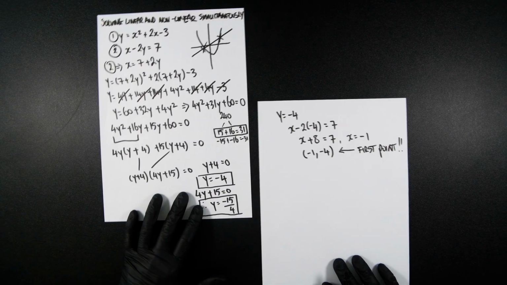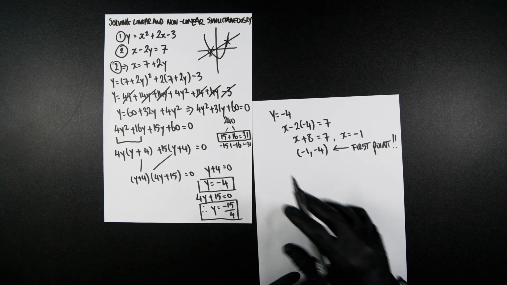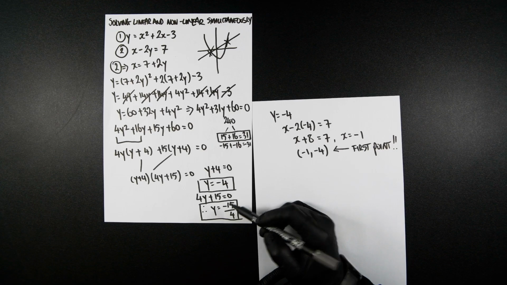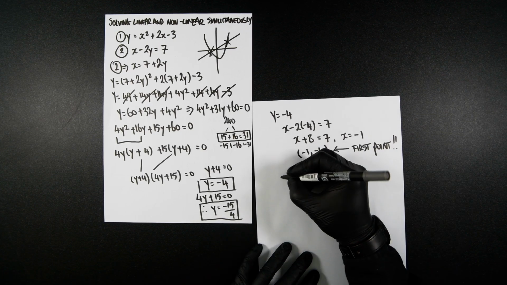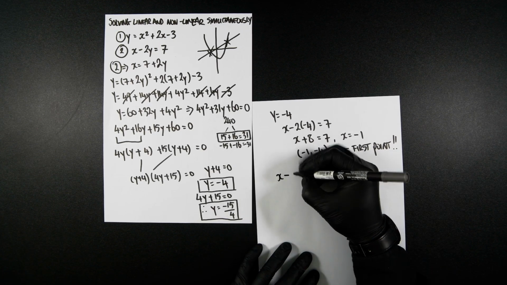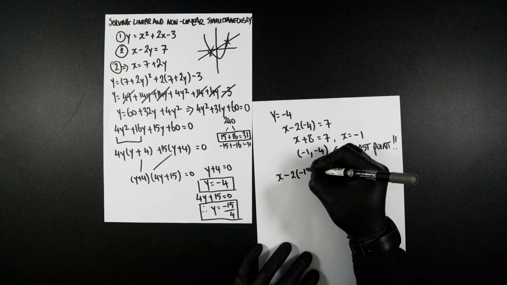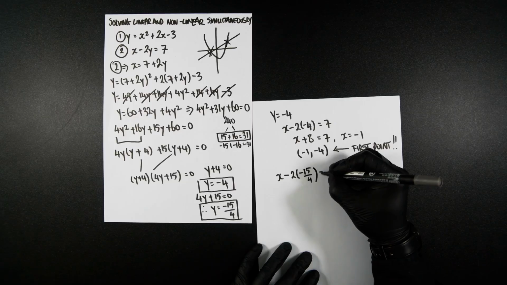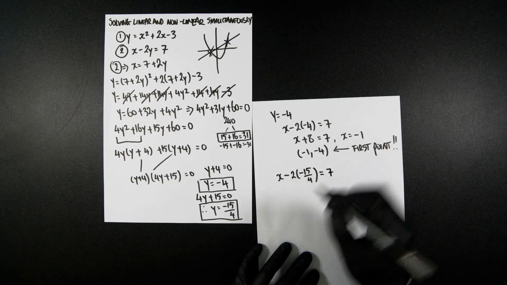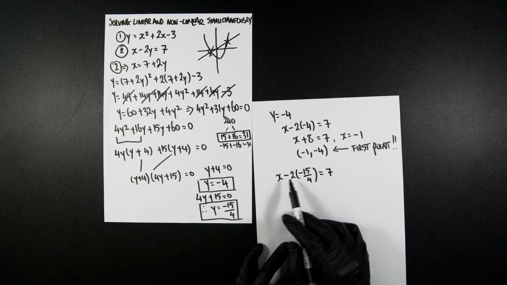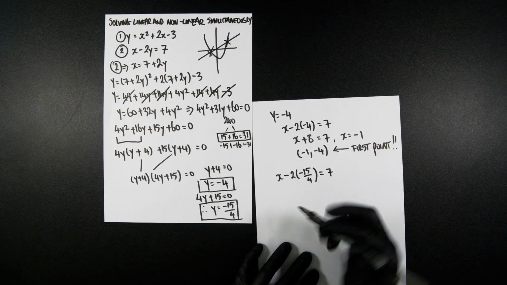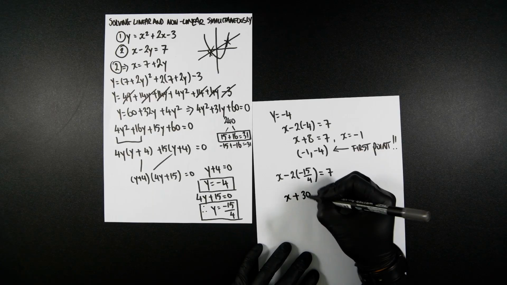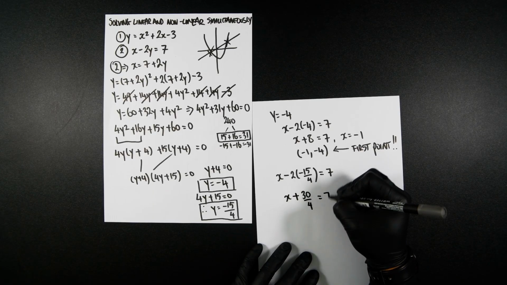Let's now find out what the second one is. So we've got y equals minus 15 over 4. Let's plug that in. So we're going to get x minus 2 times minus 15 over 4 equals 7. We can then simplify this by expanding the brackets here, multiplying it in. So you're going to get x plus 30 over 4, which equals 7.